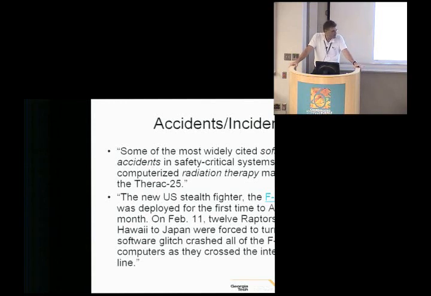So, in terms of accident incidents, there was the Tharac 25, which was the first machine exhibiting some important issues in terms of safety. The F-22 had some interesting stories when it tried to cross the date change line. They were defeated by the Pacific Ocean. They had to make a U-turn, because they just could not cross that line without the avionics going like wacko.